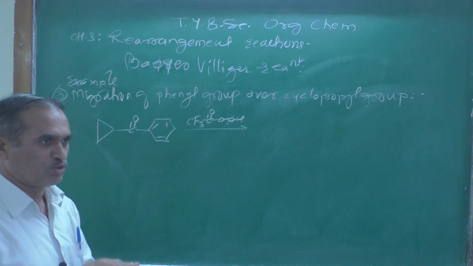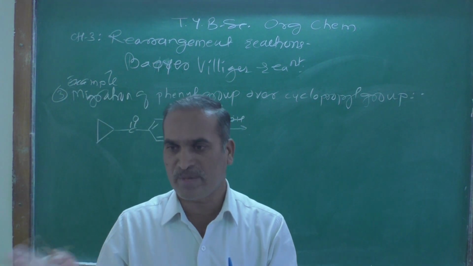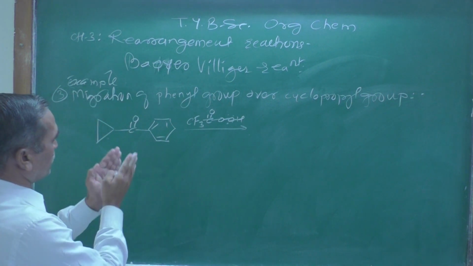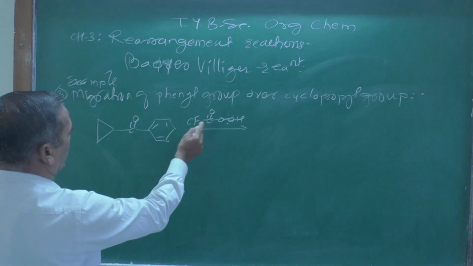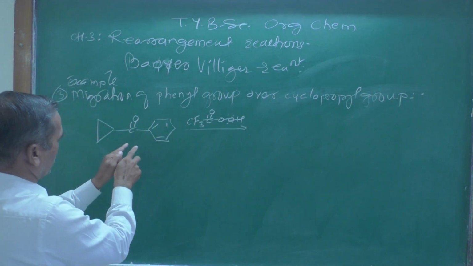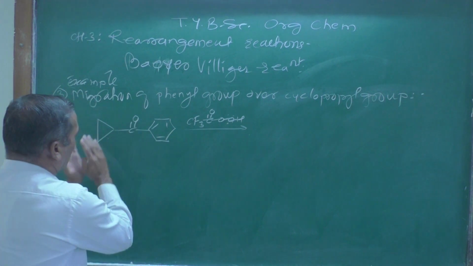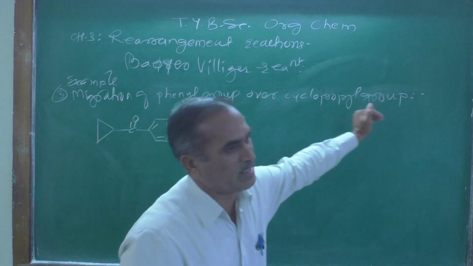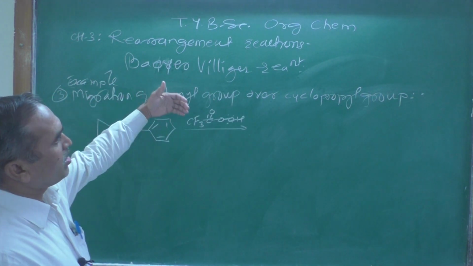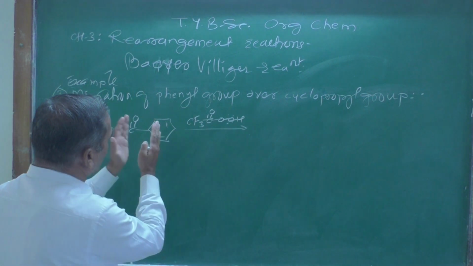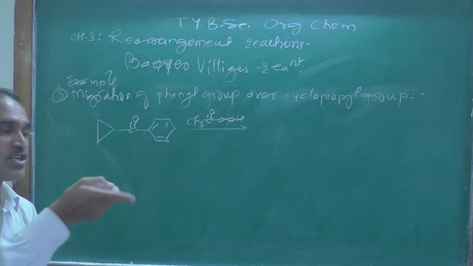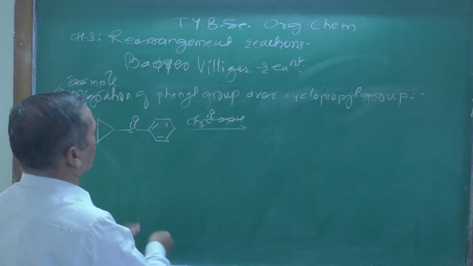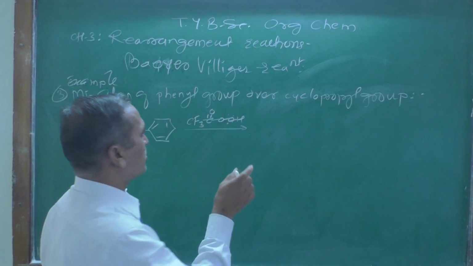Now the oxygen atom is going to insert, and the resulting compound is going to form as an ester, and therefore you think over here whether the oxygen atom is going to insert on the phenyl group or on the cyclopropyl group. One sentence is clearly written on the board: migration of phenyl group over the cyclopropyl group, meaning this phenyl group migrates faster than the cyclopropyl group, and therefore without thinking you can predict the product very easily.